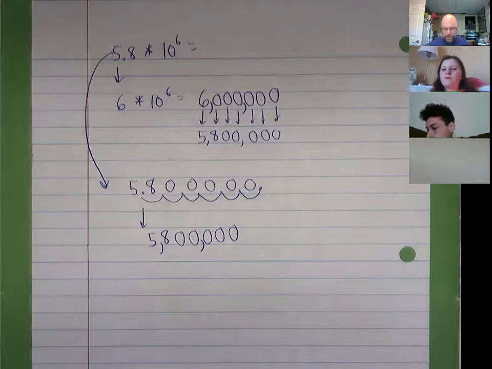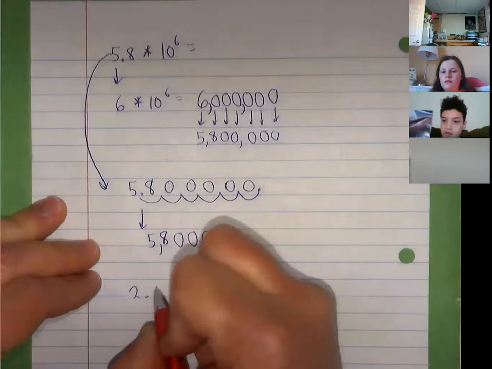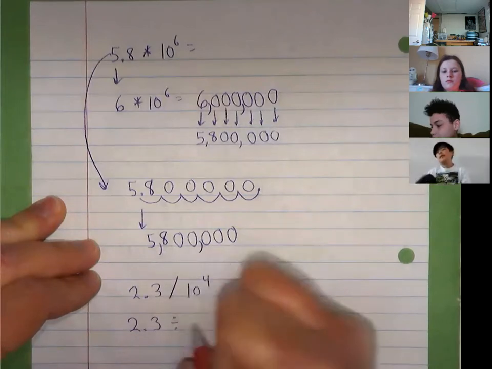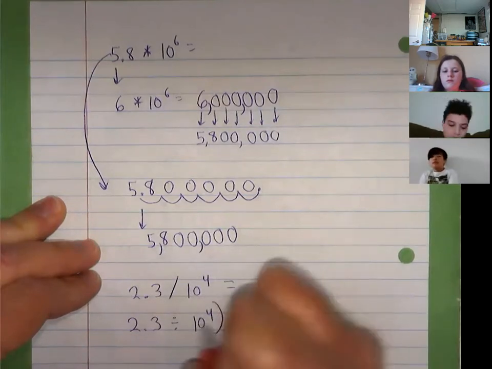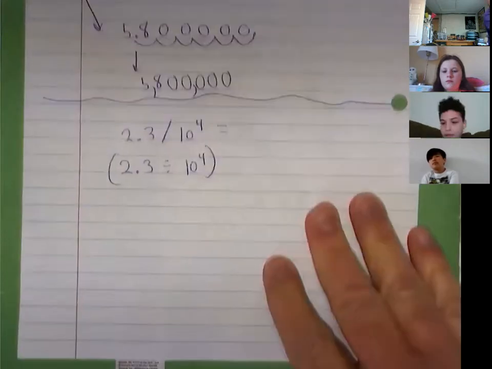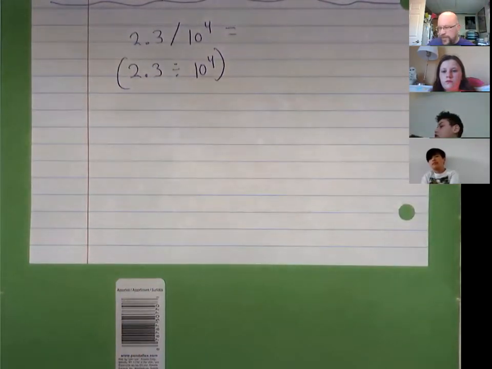So let me write the problem up for you in case you don't have it in front of you. It's 2.3 divided by 10 to the fourth. That's what that slash means, okay? Notice I wrote 2.3 divided by 10 to the fourth, and I wrote it using the other symbol too, just so you're used to seeing it. I'm now going to take that off the screen. All right, so 2.3 divided by 10 to the fourth. How do you think you would solve it?